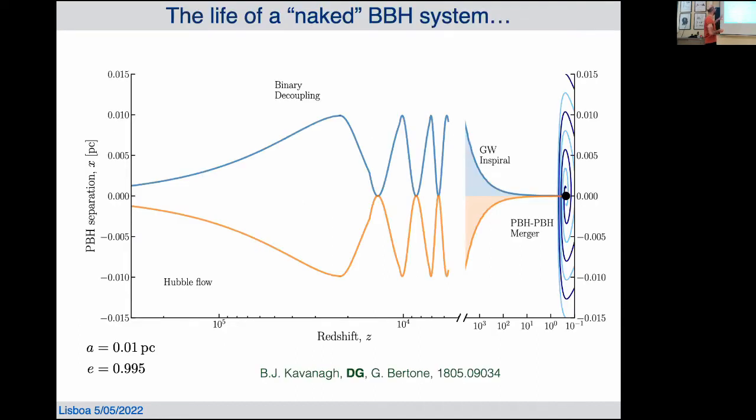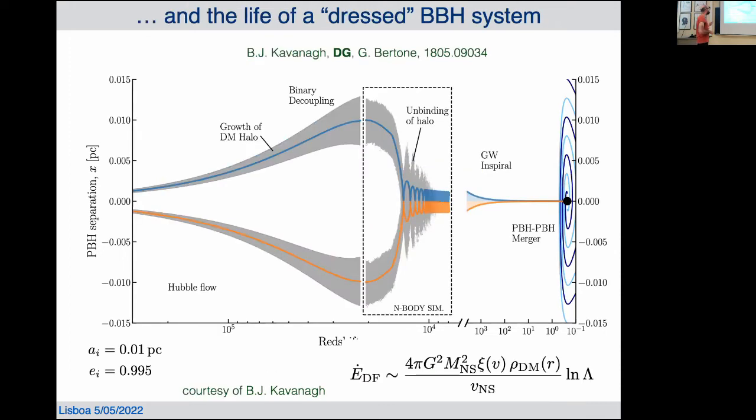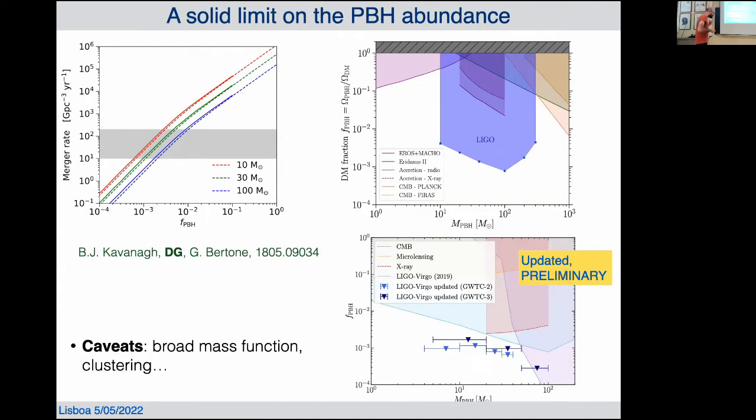This is a visualization of the problem again. You have a pair, the pair is taken away as redshift decreases by the Hubble flow, then decouples from the Hubble flow, starts to oscillate to form a binary system, it spirals in, and it eventually merges. Of course, there are some complications that I will skip, but this already gives a lot of information, because, for example, by comparing the prediction for the merger rate today with the data, you are already able to set an upper limit on the abundance of primordial black holes. So this is one first result.